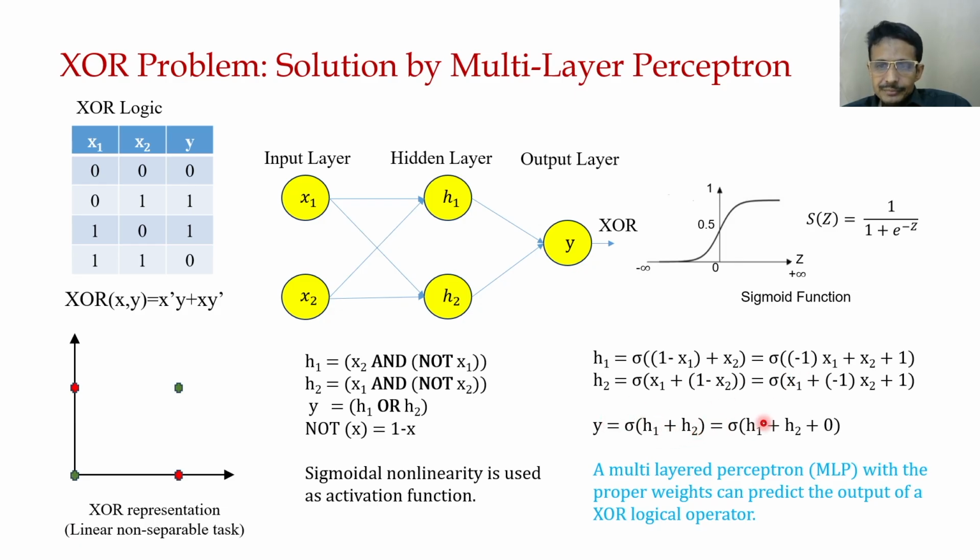So what can we understand? A multi-layer perceptron, by virtue of this extra layer between the input layer and output layer, with proper weights, in the way we understood in the last class, can predict the output of the XOR problem. The takeaway message is the strength of this extra layer, the hidden layer.